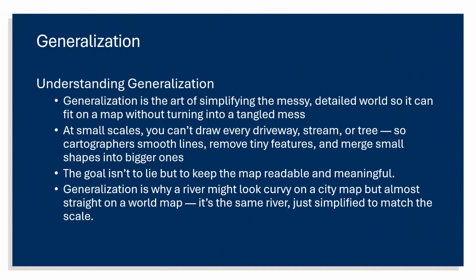Generalization is the art of simplifying the messy, detailed world so it can fit into a map without turning into a tangled mess. At small scales, you can draw everything, every driveway, every stream, every tree. Cartographers smooth lines. They remove tiny features. They merge small stuff into bigger things. The goal isn't to lie, but to keep the map readable and meaningful. Generalization is why a river might look curvy on a city map, but almost straight on a world map. Same river, it's just simplified to match the scale.